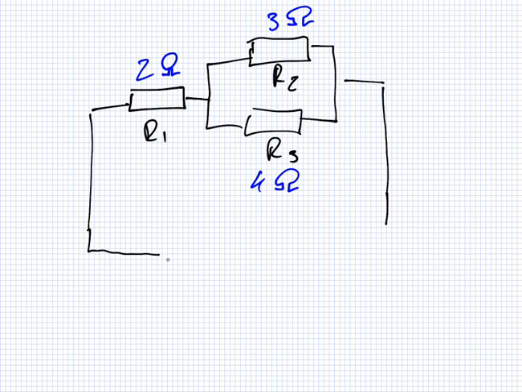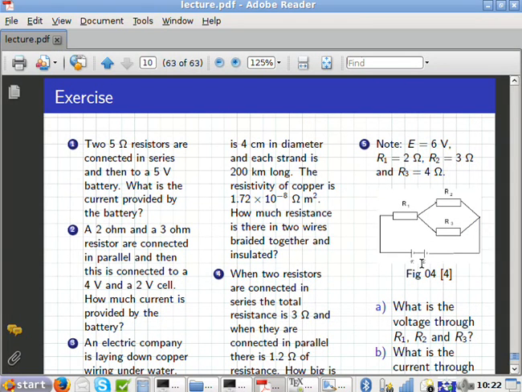What's the first one? It's an R1 like this. What one's up the top? R2, is it? R2 is on the top, is it? Yeah. R2, and then at the bottom, R3.